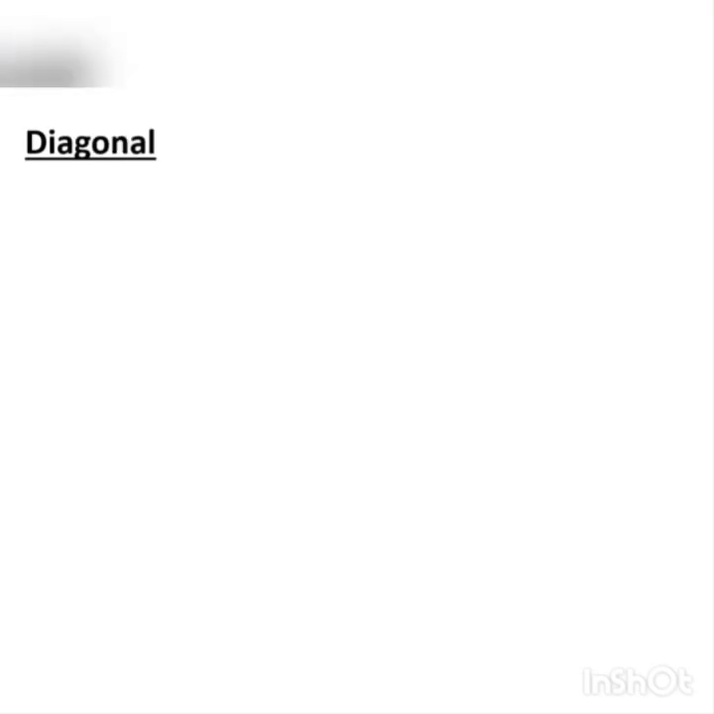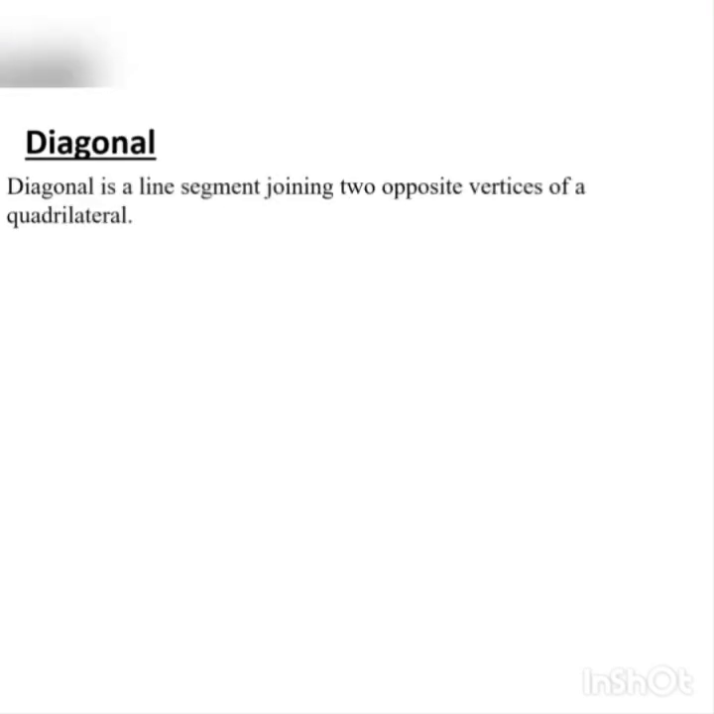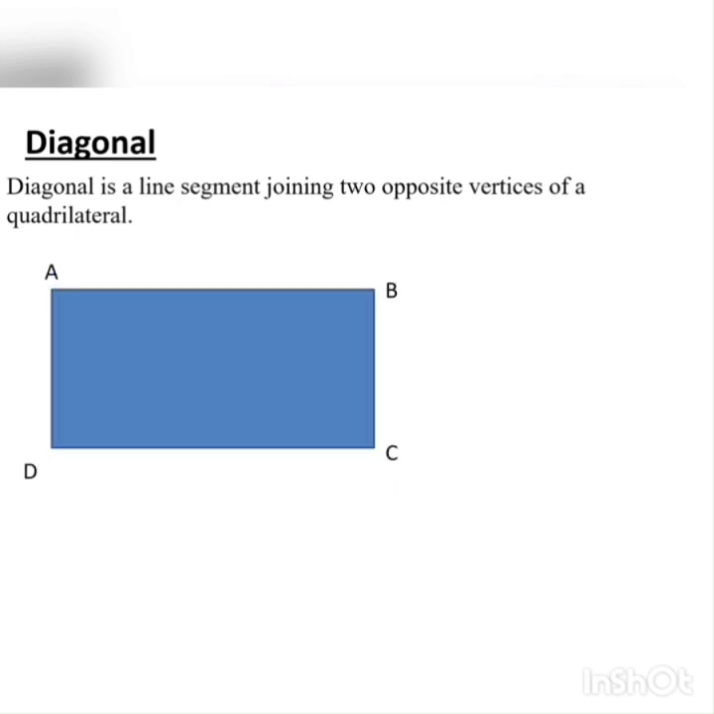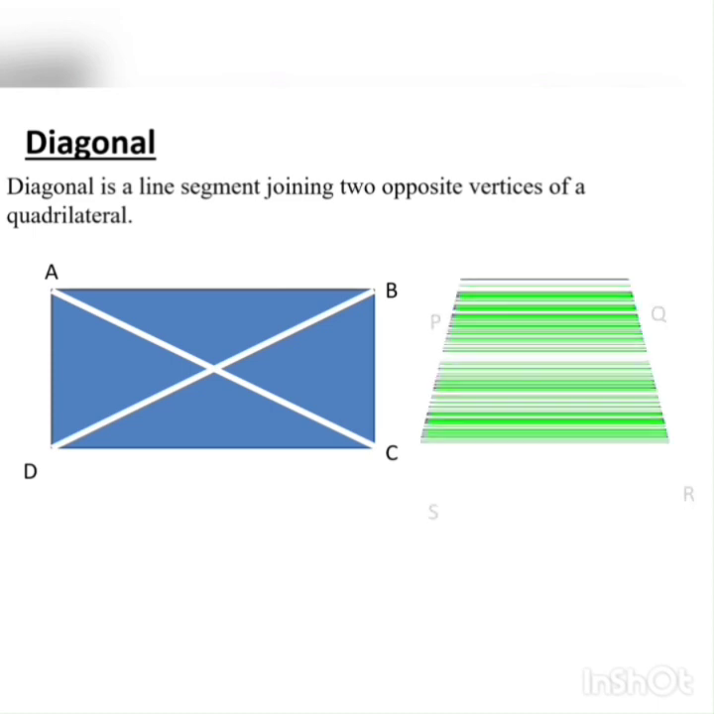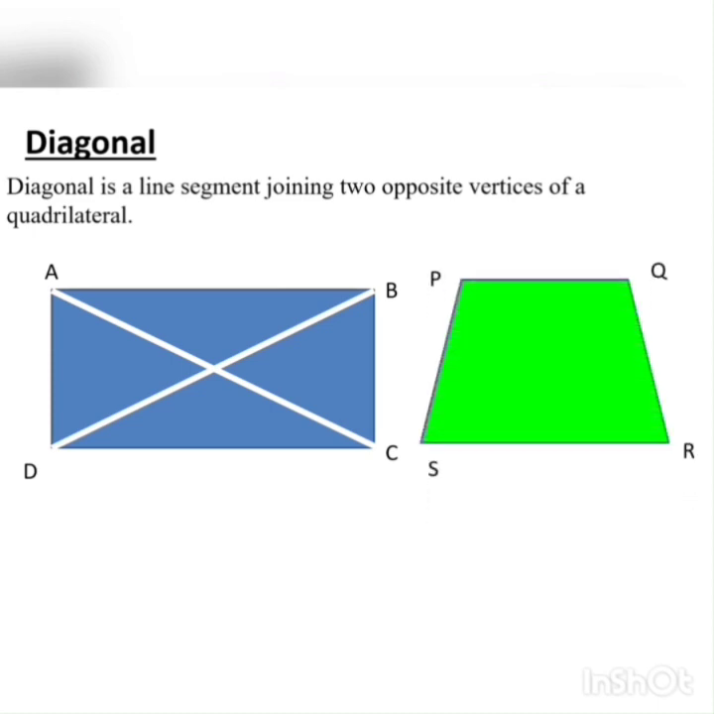Let us define a diagonal mathematically. A diagonal is a line segment joining two opposite vertices of a quadrilateral. Consider a quadrilateral ABCD. Here, AC and BD are two diagonals. Similarly, consider a quadrilateral PQRS. Over here, PR and QS are two diagonals.